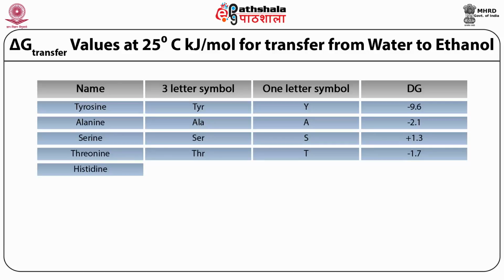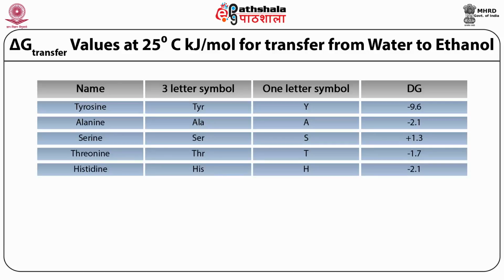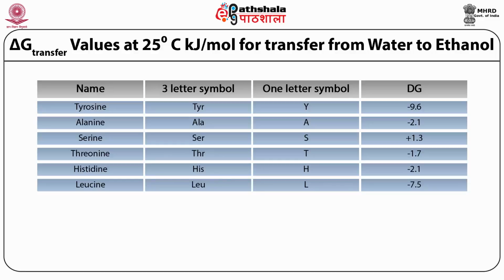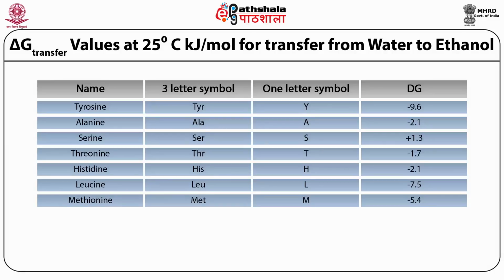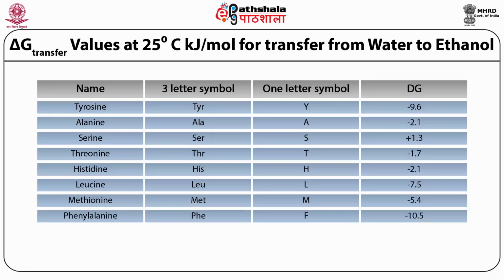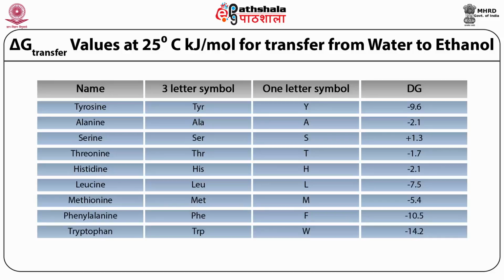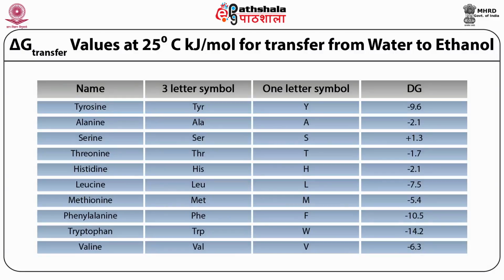histidine minus 2.1, leucine minus 7.5, methionine minus 5.4, phenylalanine minus 10.5, tryptophan minus 14.2, which is the greatest value because of its size, valine minus 6.3.